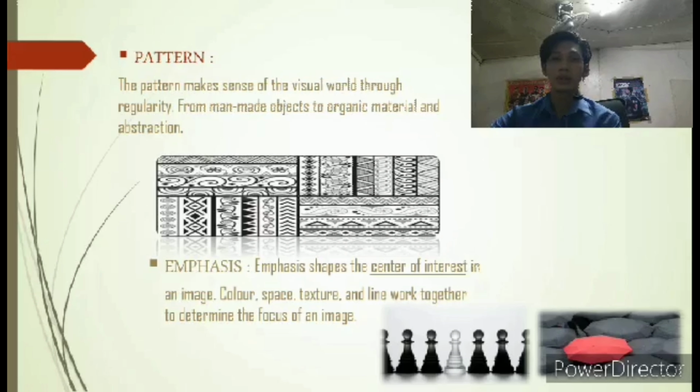The next one, emphasis. Emphasis is the principle of art that helps the audience put the story of a painting together in their own mind. Any object or area of emphasis is called a focal point. The focal point is meant to be the part of an artwork to which the viewer's eyes are first attracted.